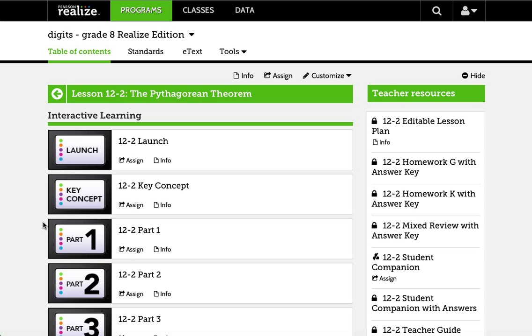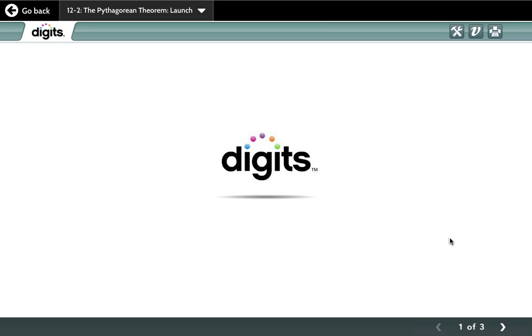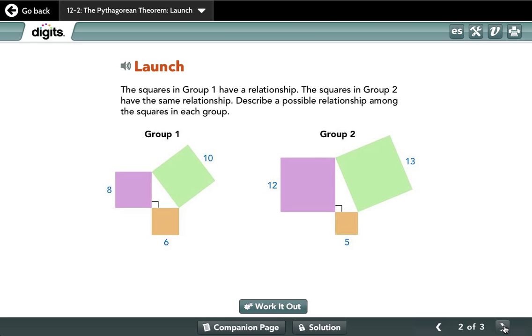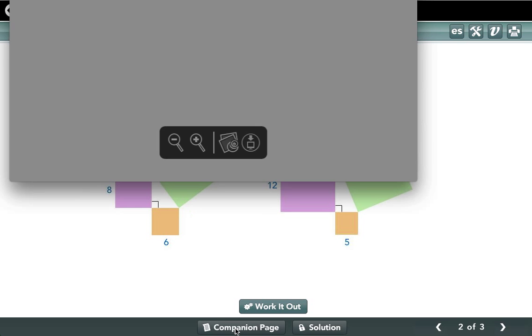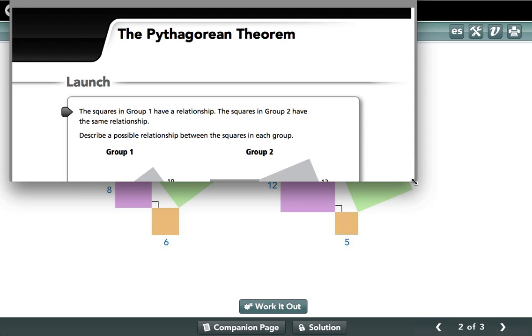So when you start, typically I start with the launch. The launch is sometimes an animation, sometimes it isn't. This is in their student companion book. It's just asking, what do you notice about the relationship of the squares in group 1 and the relationship of the squares in group 2? Here's where I would give them some time. 5 minutes maybe, where they work on their student companion in their workbooks here.